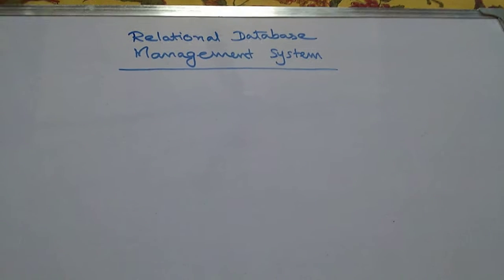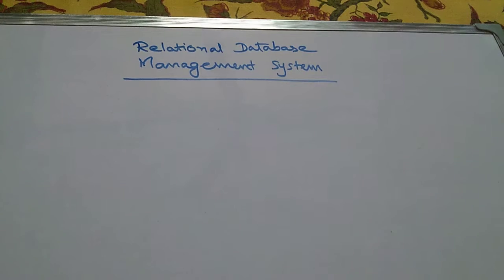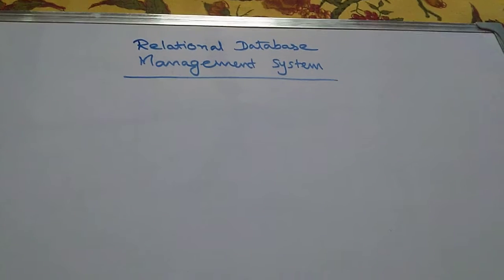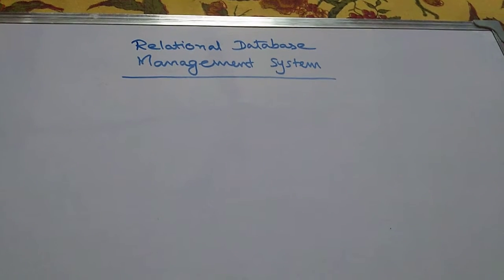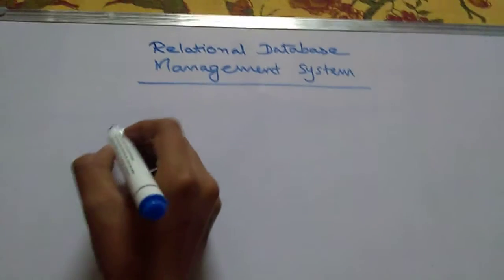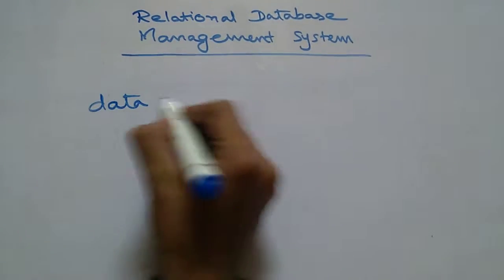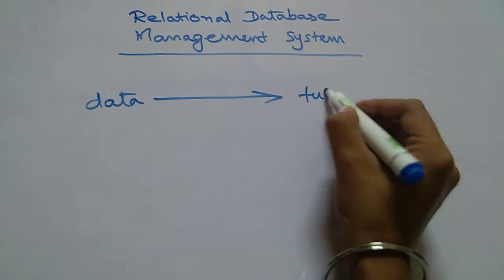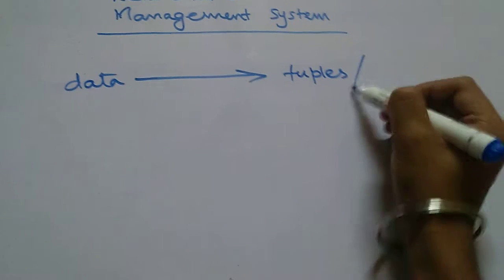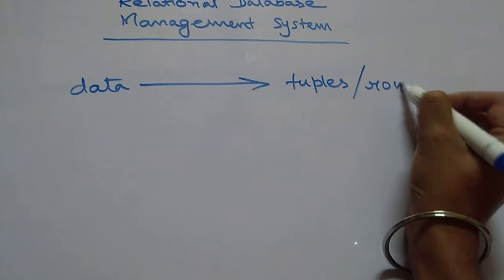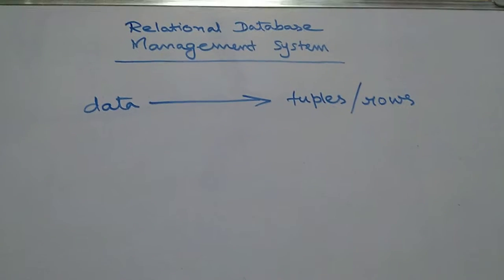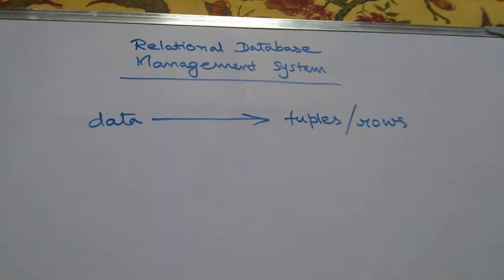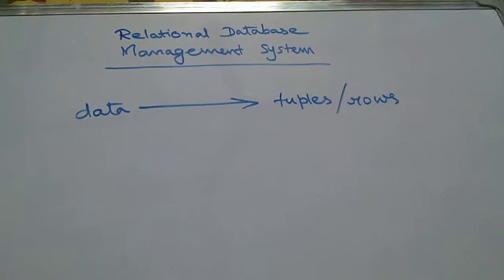Now, what is the relational model, or why is the database management system called relational database management system? It is because in this type of database management system, data is represented in the form of tuples, or in other words rows. Now how is this done? This is done based on some basic or user defined relations.